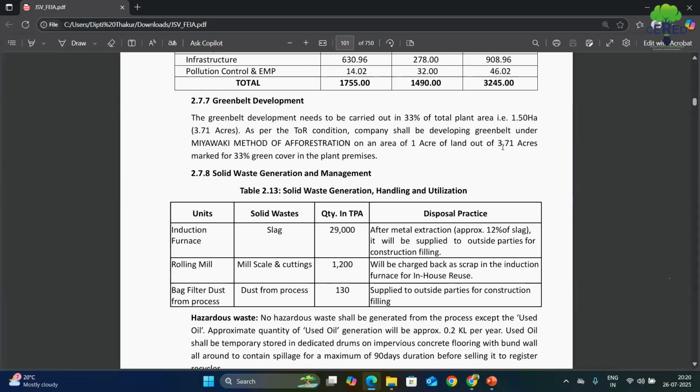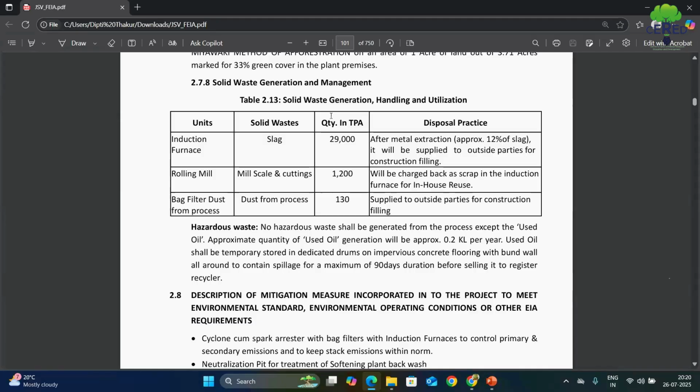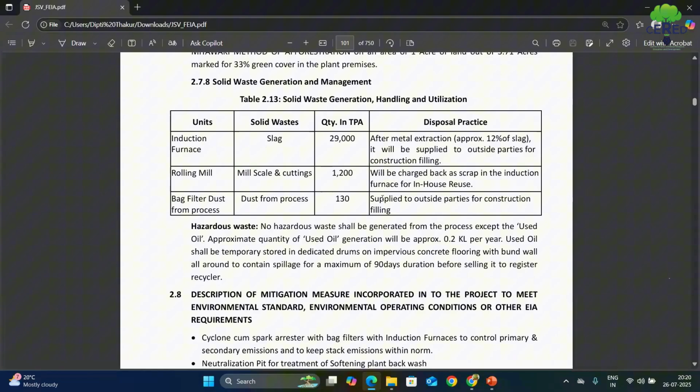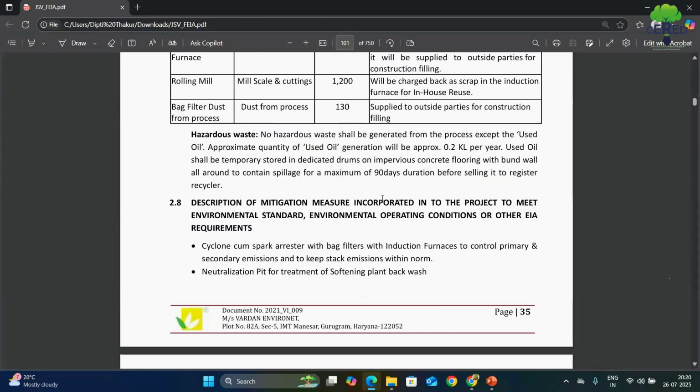So 1 acre of the land is marked for 33% green belt cover. There is solid waste generation from the plant, which is 29,000 slag generation, 1,200 mill scales and cutting, and 130 dust from process. So a bag filter is also installed. We will go through it and understand it in the next class.